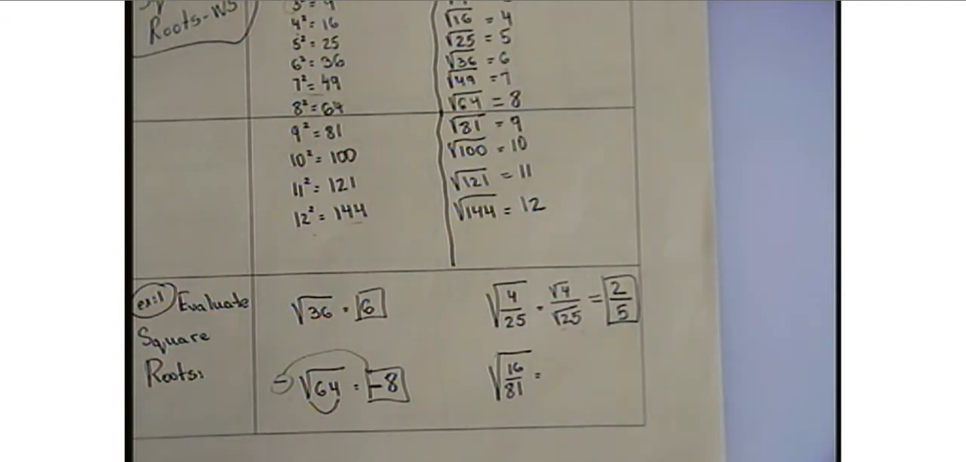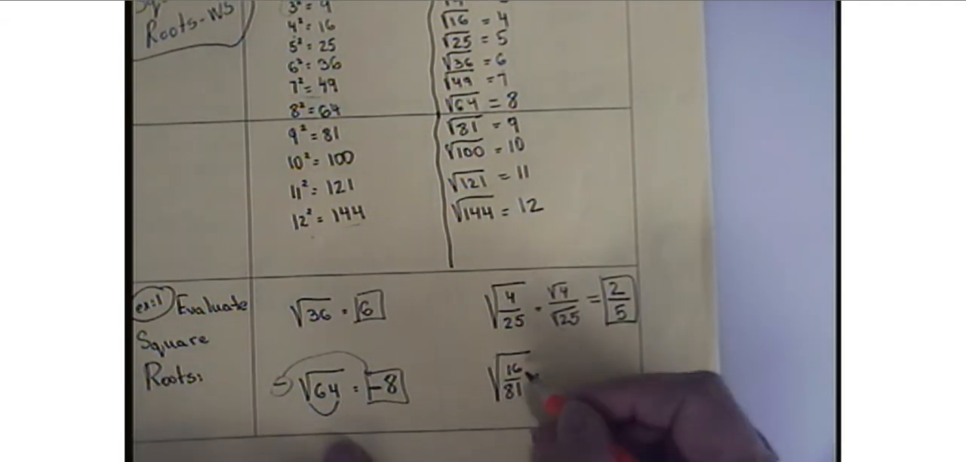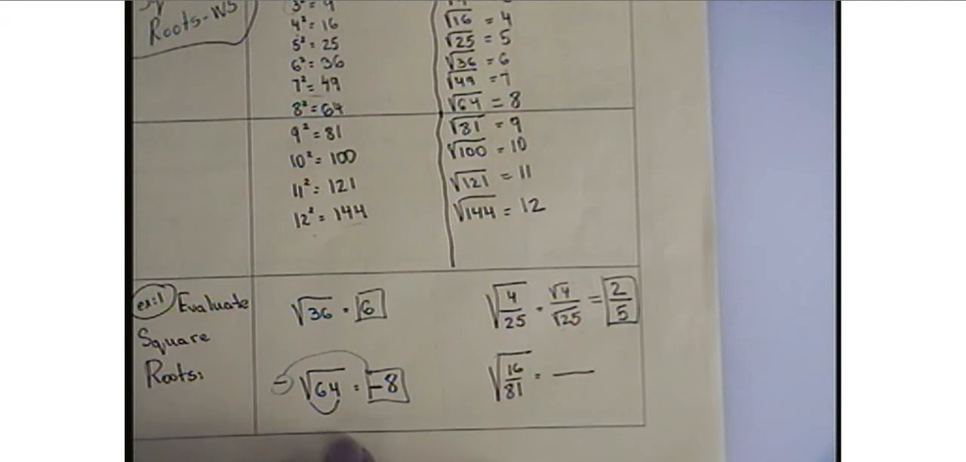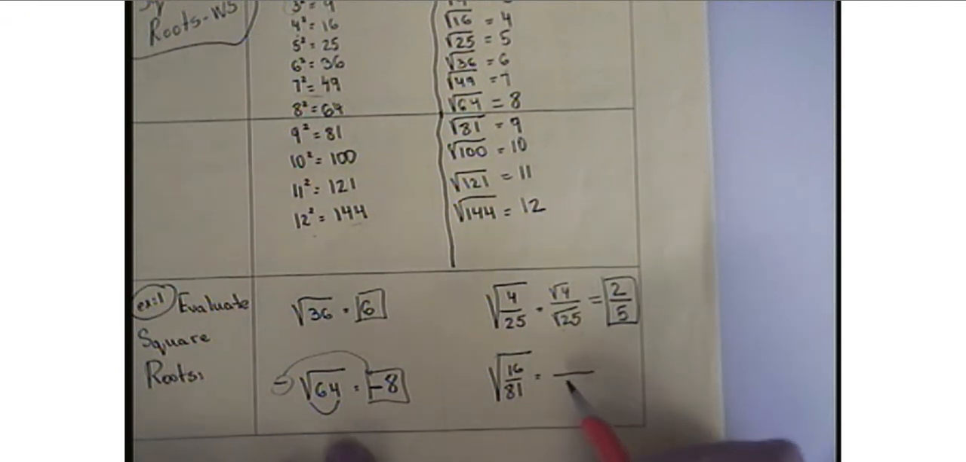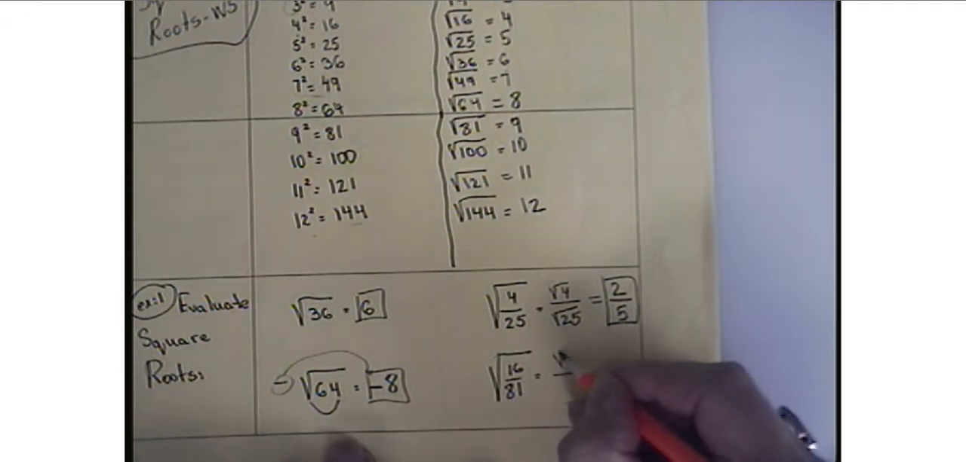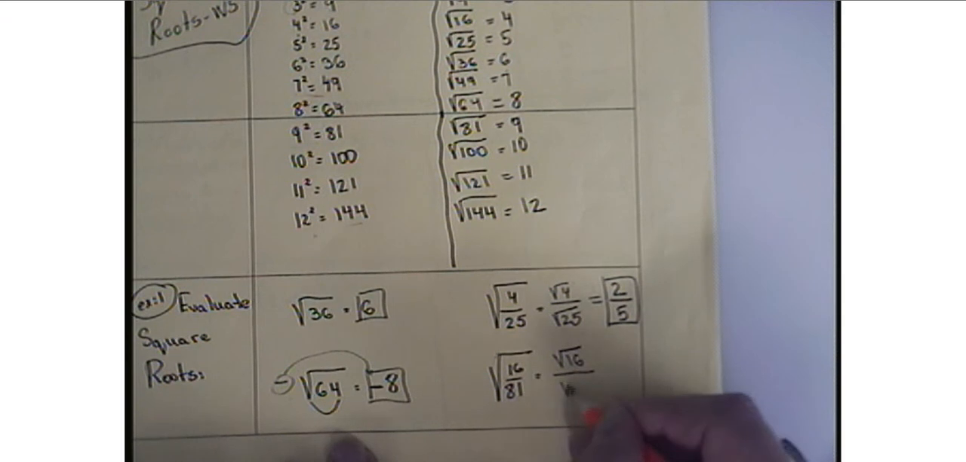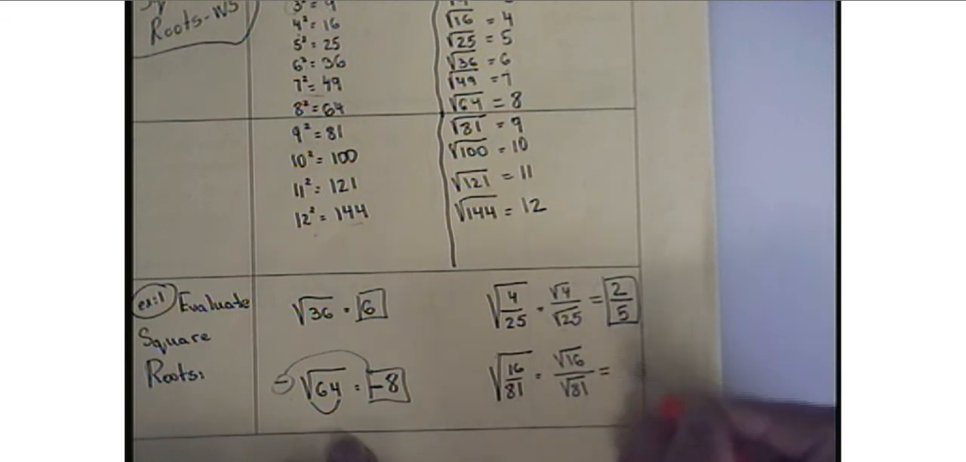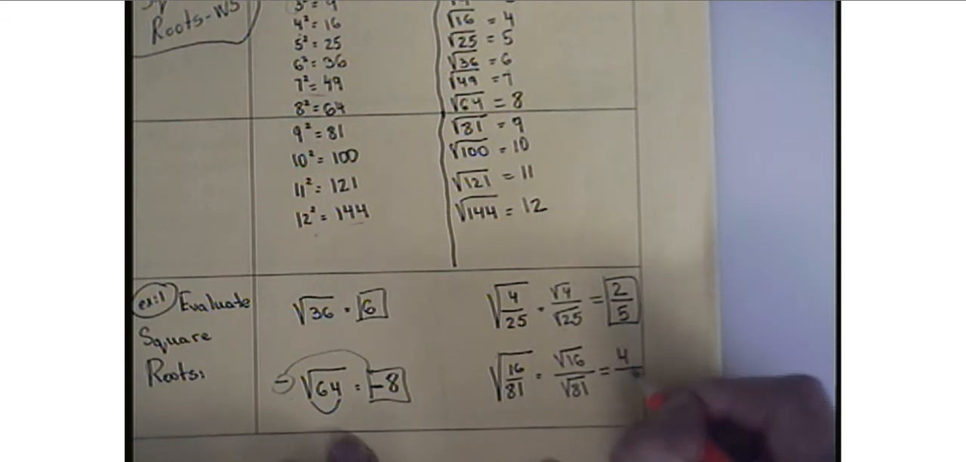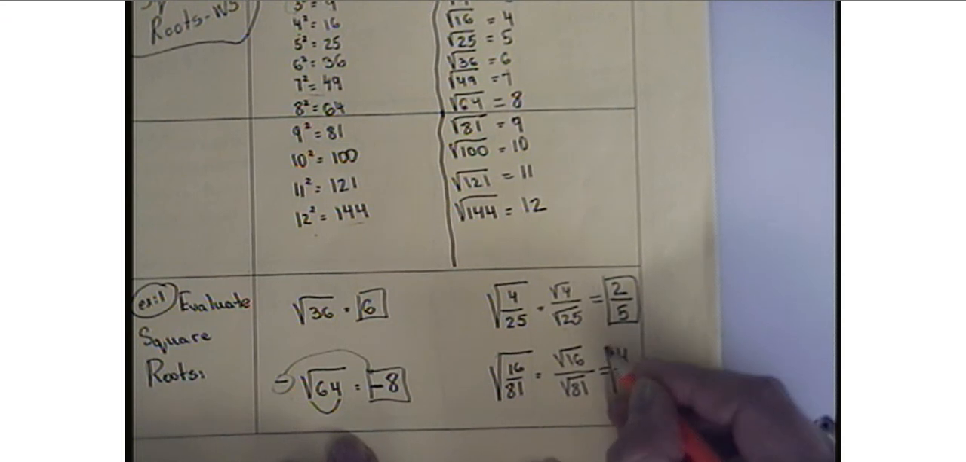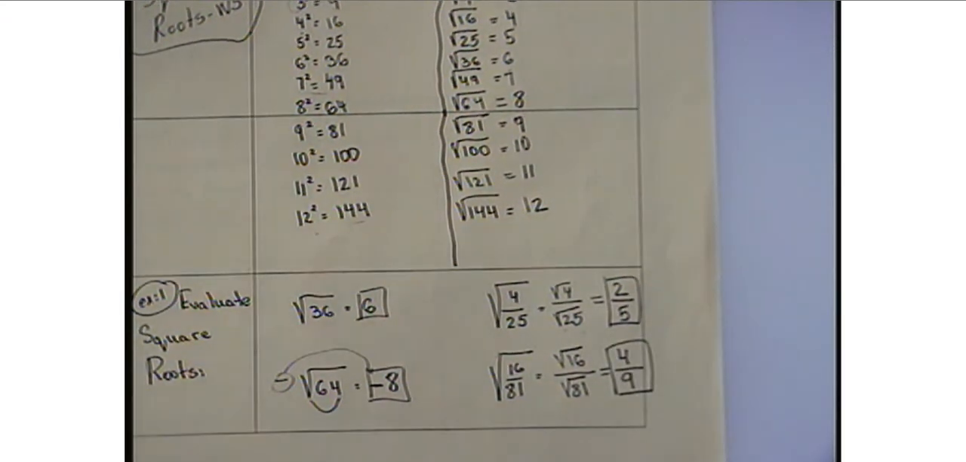Alright, next example, we have a fraction under the square root, so I'm going to draw the fraction line, and I will separate those. Square root of 16 on the top, square root of 81 on the bottom. Square root of 16 is 4, square root of 81 is 9, so 4 over 9 will be my final answer here.